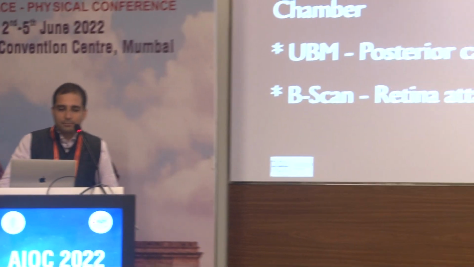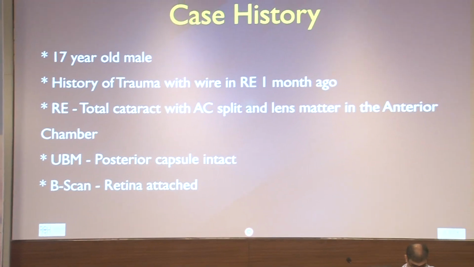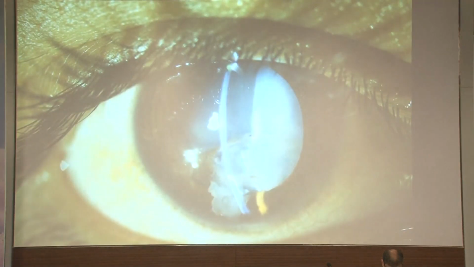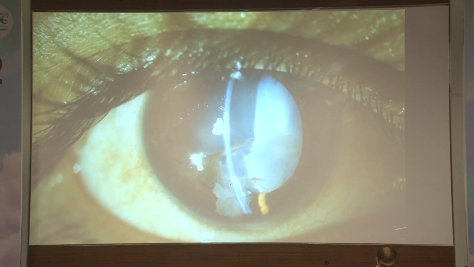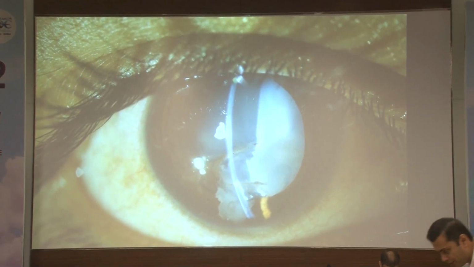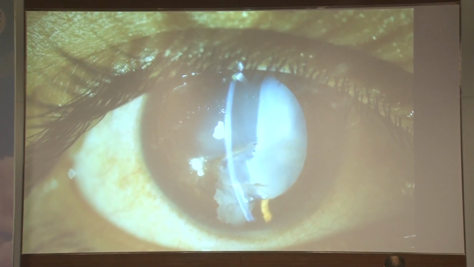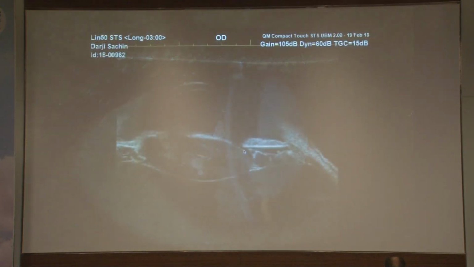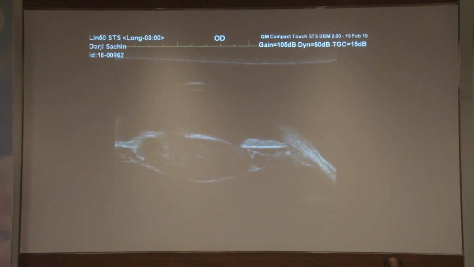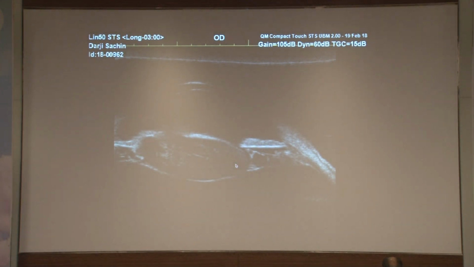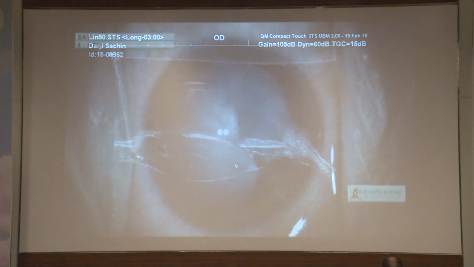This was a 17-year-old male. Most of these trauma cases are relatively young patients with a total cataract and anterior capsule split, and lens matter was already in the anterior chamber, as you can see. And the iris, there's a synechiae through the lamellar corneal wound. The iris has stuck here. Fortunately, UBM did show us that the posterior capsule is intact all around. That gave us some confidence while starting the surgery.